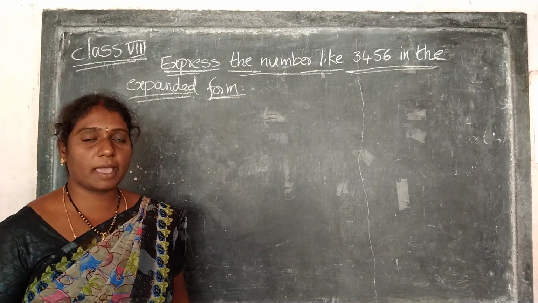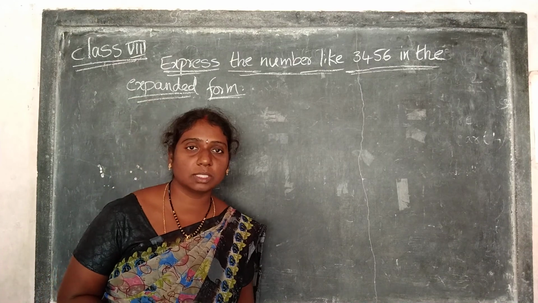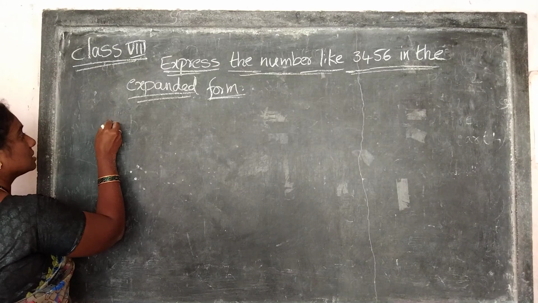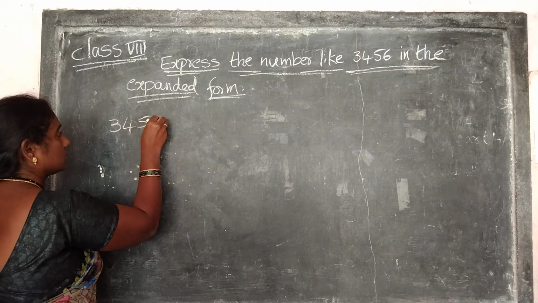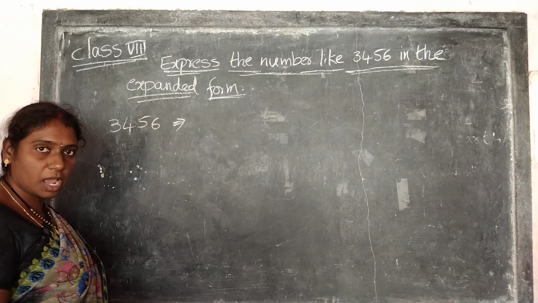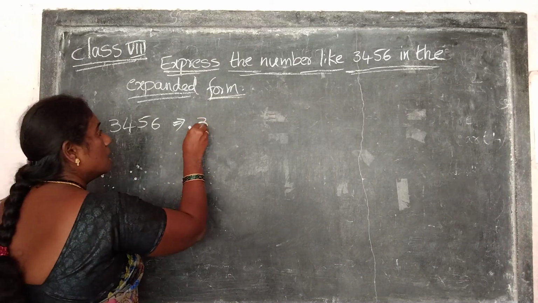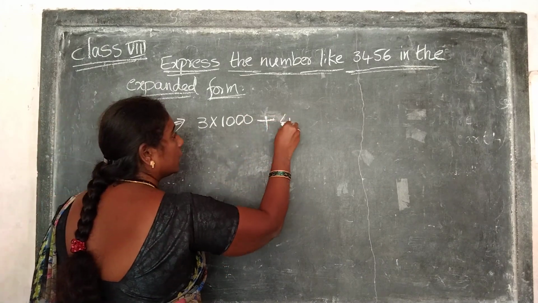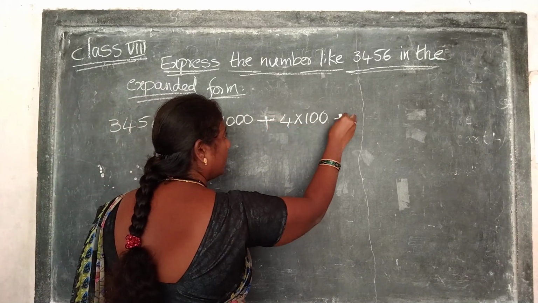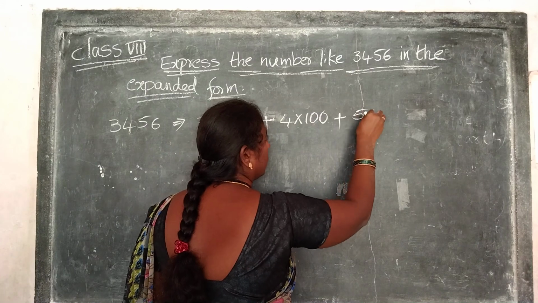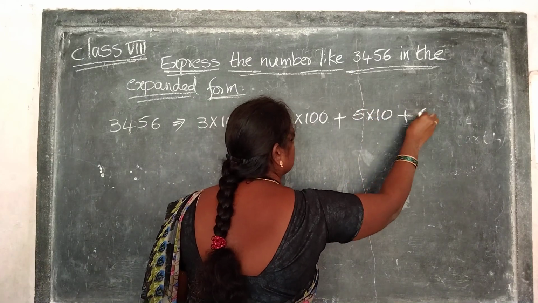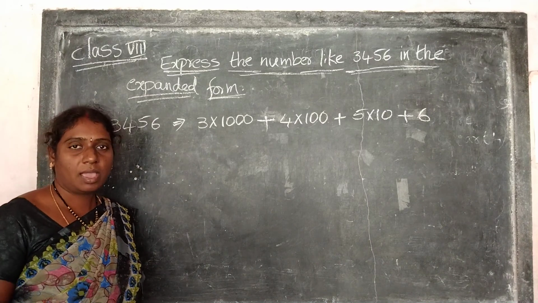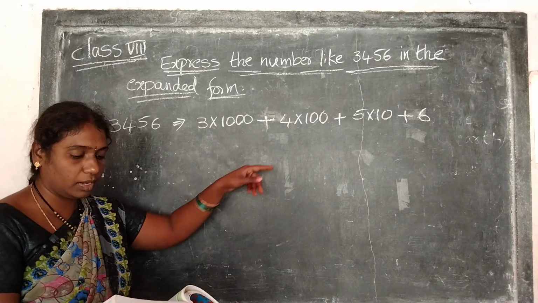All of you know about expanded forms. You already learned how to write them in the previous classes. So coming to the number, what is the given number? 3456. Now write the expanded form of 3456: 3 into 1000 plus 4 into 100 plus 5 into 10 plus 6. This is the expanded form of the given number.